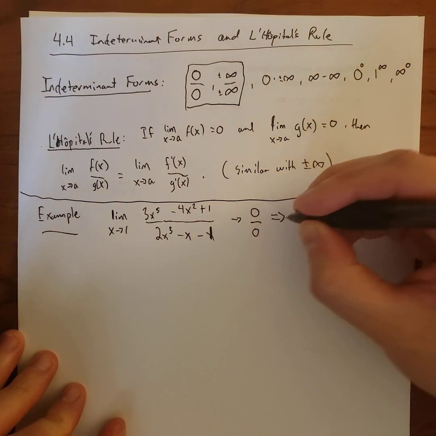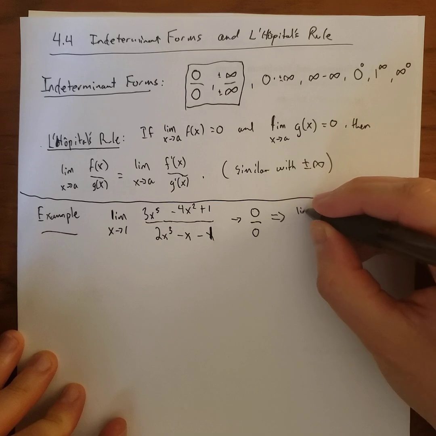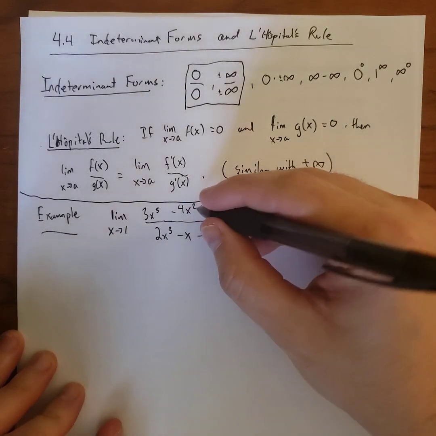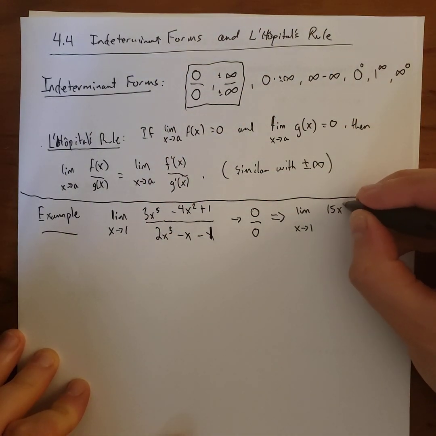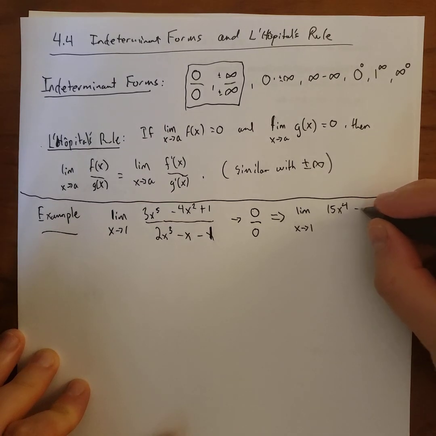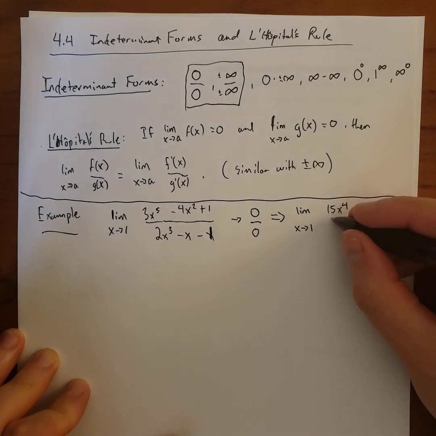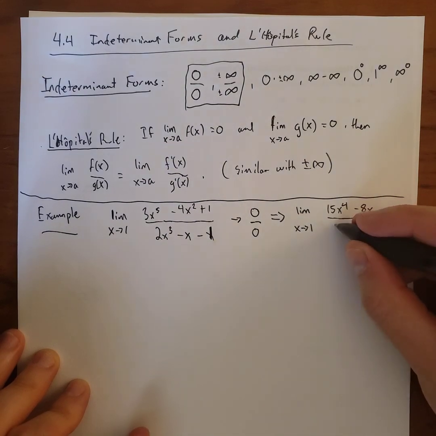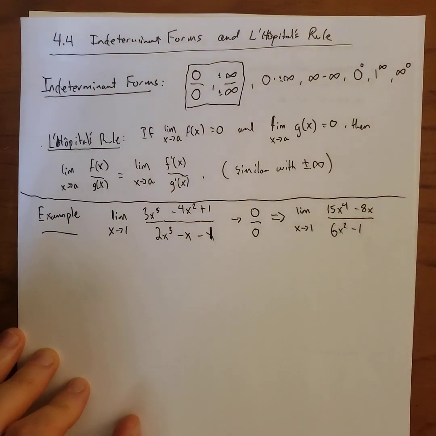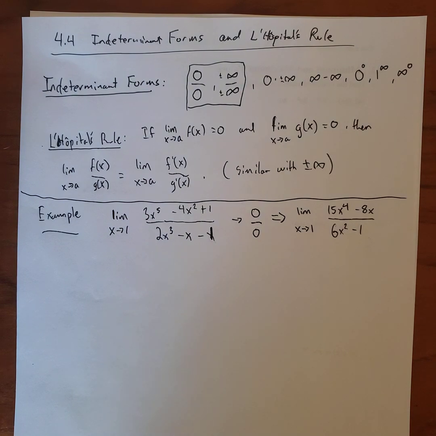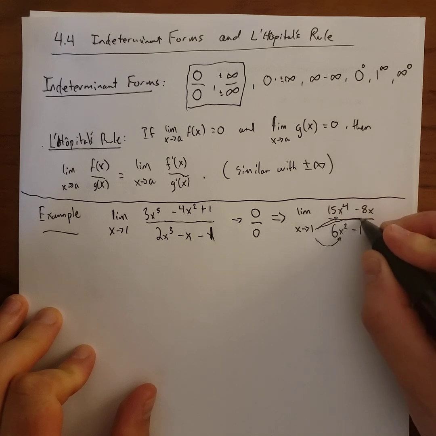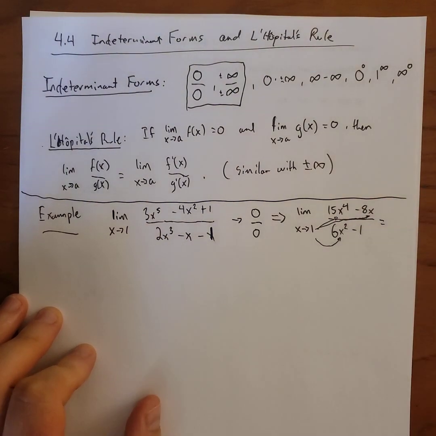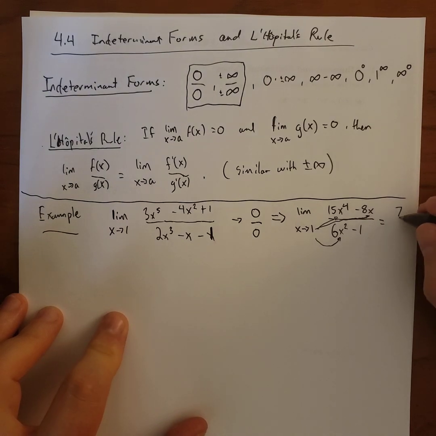So we can use L'Hopital's rule, taking the derivative of both the top and the bottom. Again, we're not using a quotient rule here, we're just taking the derivative of each function separately. So the derivative here would be 15x to the fourth minus 8x, derivative of 1 is 0. And then on the bottom, 6x squared minus 1, and this 1 is also 0. And now we have no problem plugging in the 1. Plug in the 1 for each of these x's, and you get 15 minus 8, so that's 7, over 6 minus 1, which is 5. So the limit is 7 over 5.